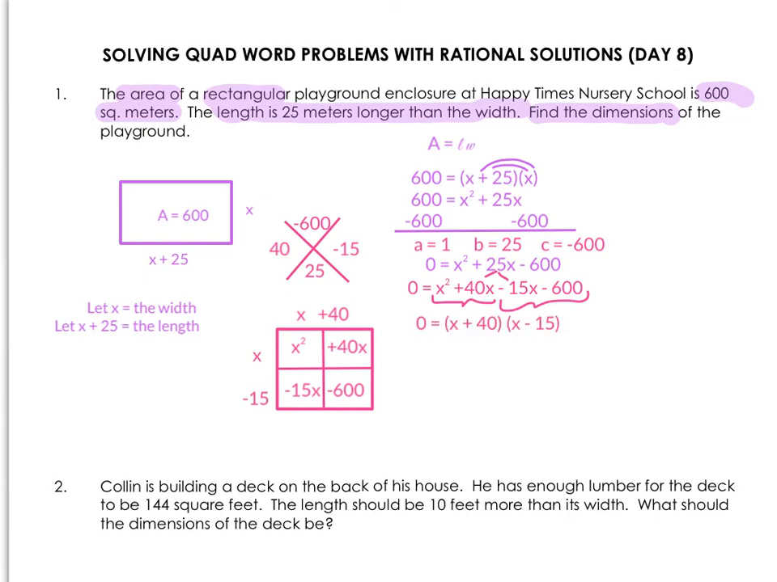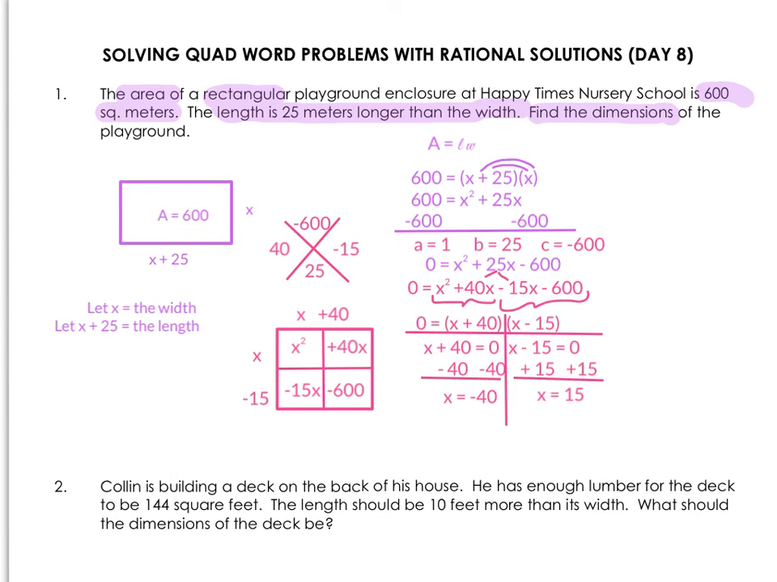Now I'm not done. I need to set up my t-chart to solve these two factors. So I have the x plus 40 and the x minus 15. I need to set them both equal to 0, because if either one is 0, then the product will be 0. So to solve this, on the left, the plus 40, we're going to subtract 40 from both sides. X equals negative 40. On the right, we would add 15 to both sides. So we get x equals 15.